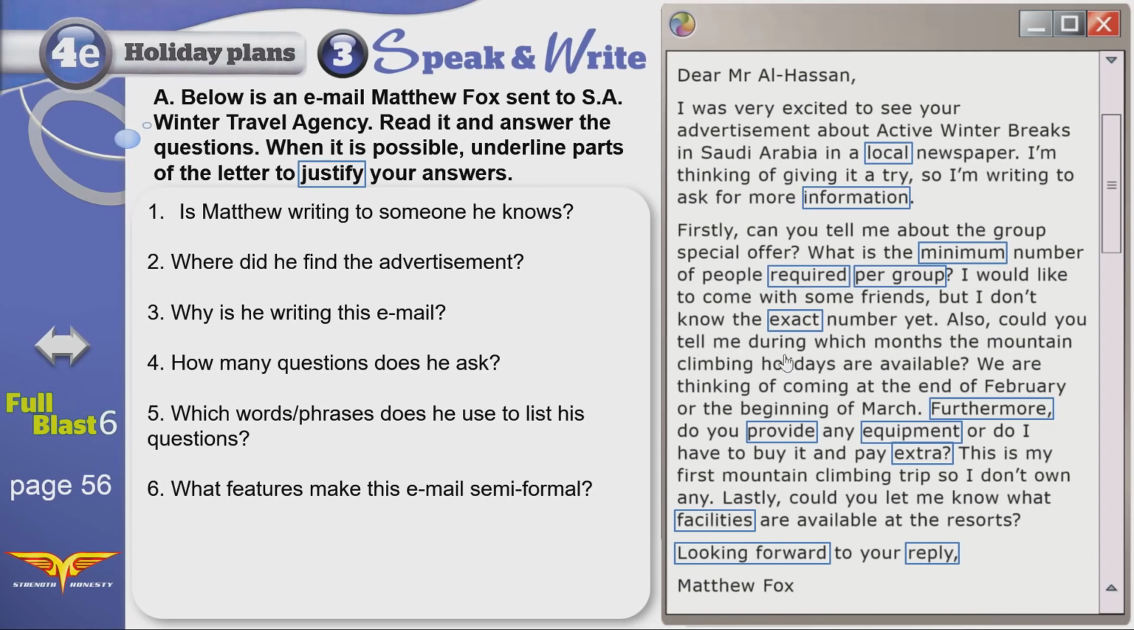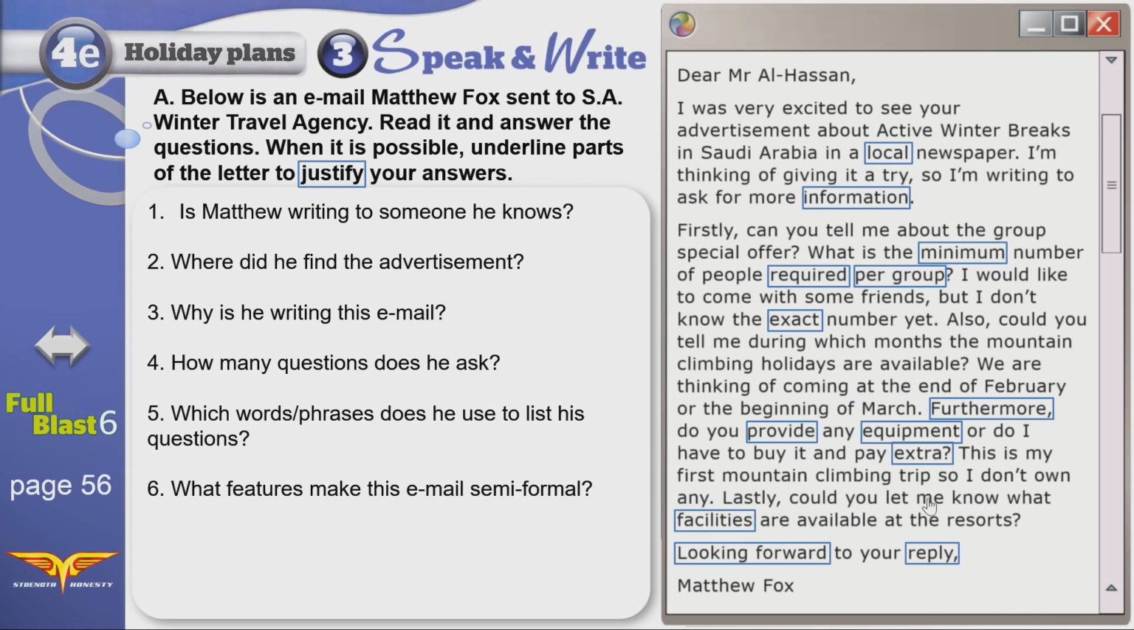Also, could you tell me during which months the mountain climbing holidays are available? Are they available in June, in July, in August? Which months? We are thinking of coming at the end of February or the beginning of March. Furthermore, do you give any equipment? Equipment, items, and tools needed for mountain climbing? Or do I have to buy it and pay more money? This is my first mountain climbing trip, so I don't have equipment. By the way, equipment is always singular. Never say equipments. I don't have any equipments. No, I don't have any equipment.